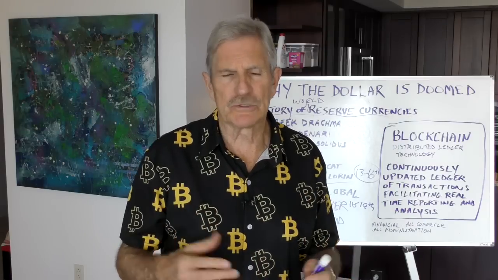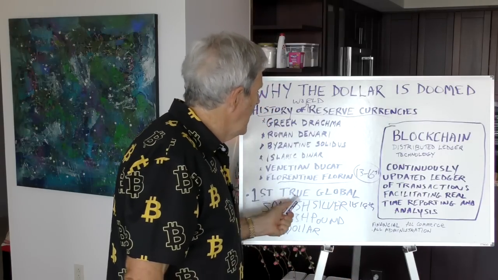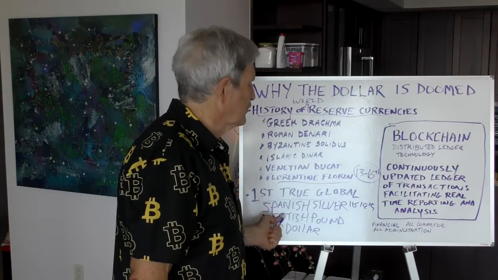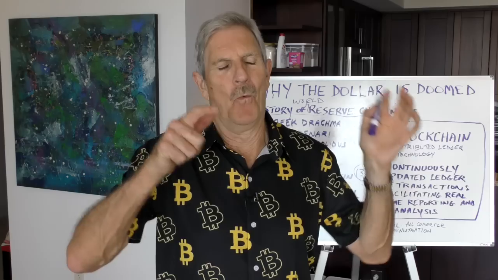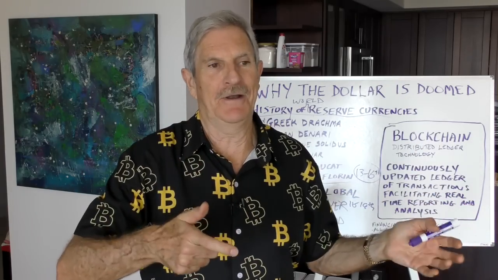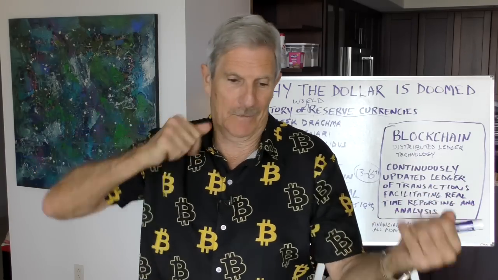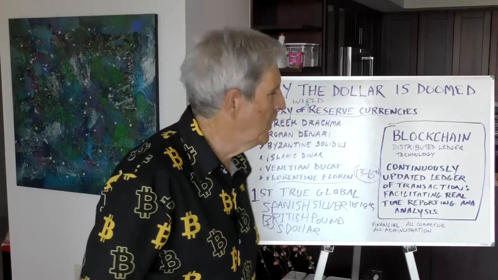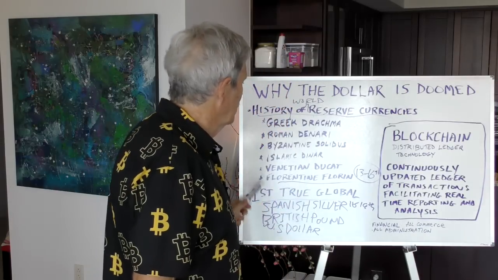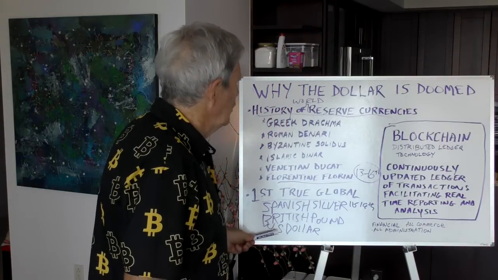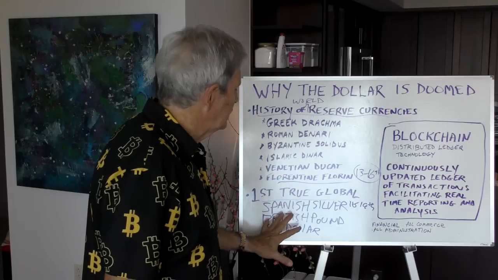So when we talk world empires and we talk global reserve currencies, the one reason that they were world reserve currencies was because these had the greatest military might. It was like, you're going to use our unit of money or we'll blow you off the face of the earth. So we have Spanish silver, British pound sterling, US dollar. Why is this going away?